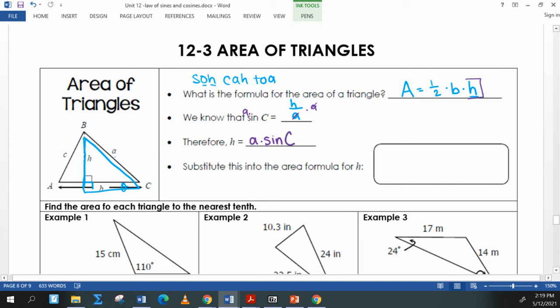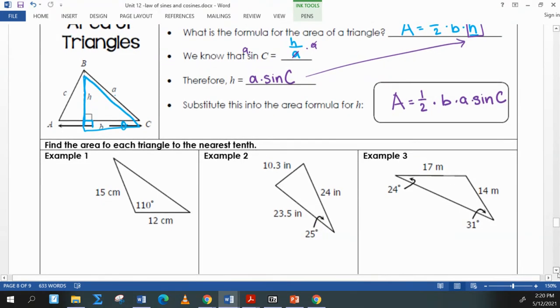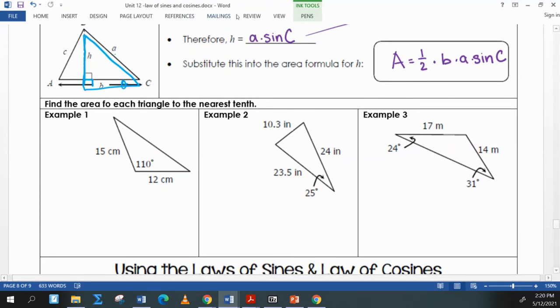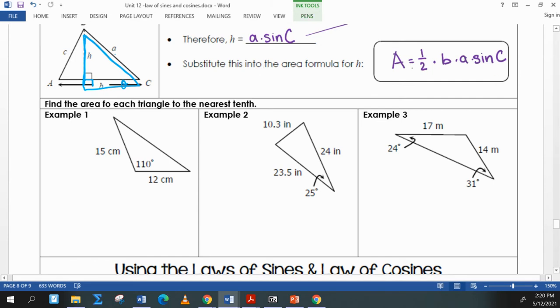And then they say, okay, let's put that in for our H right there. We're just going to straight substitute that in. So our new formula that we're going to use this unit is 1/2 times b. That was the base of this one, or our little b, but it could be any side, times a times the sine of C. Now, before we get into using this formula, it's actually kind of like our law of cosines. If you'll remember, we had 3 ways to write the law of cosines, just depending on how you label your triangle. So this is going to be the same thing.